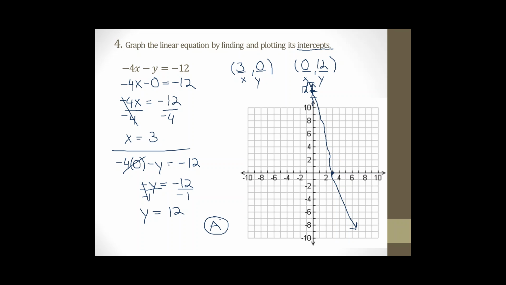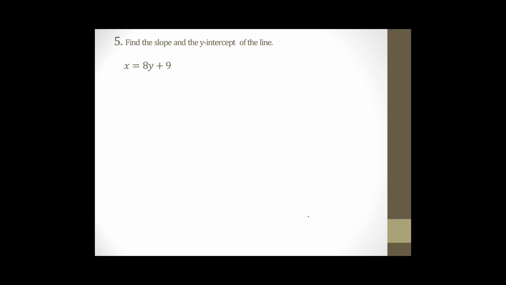All right, I'm going to give you a few seconds to digest this material. I know graphing is one of the most difficult topics. And then we're moving on to number 5. Find the slope and y-intercept of the line. Okay, so we are given an equation and we need to find the slope and y-intercept.